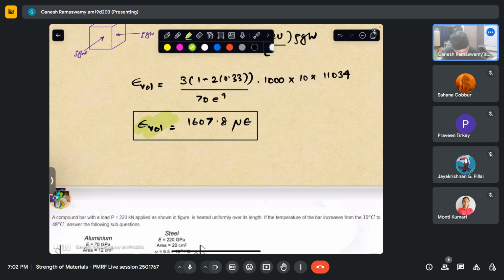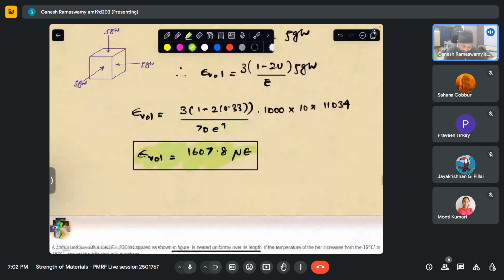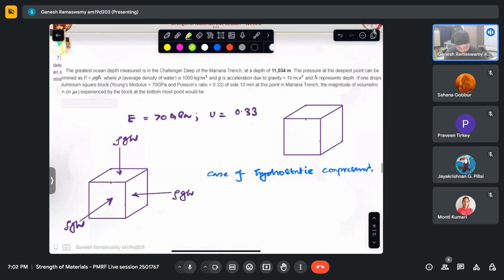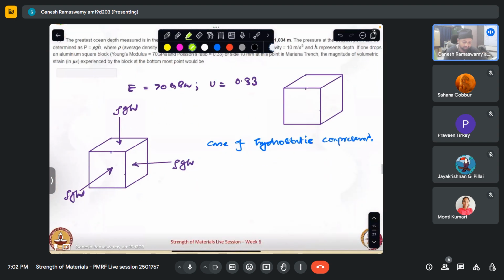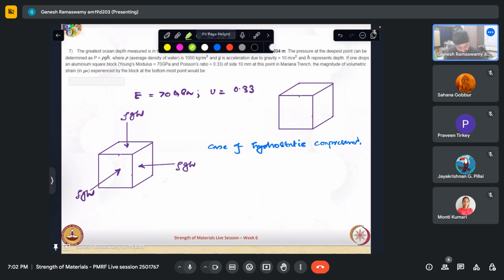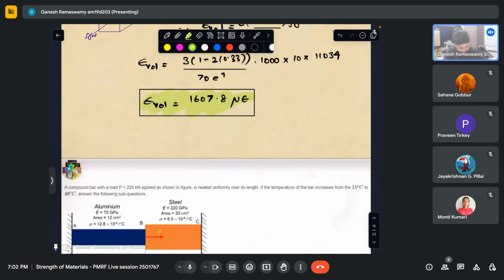So the volumetric strain comes to this much for that cube which is dropped in. Just a fictitious problem for us to be able to appreciate how to apply the equations. So I take it that is clear. In case you have any doubts, please feel free to ask.